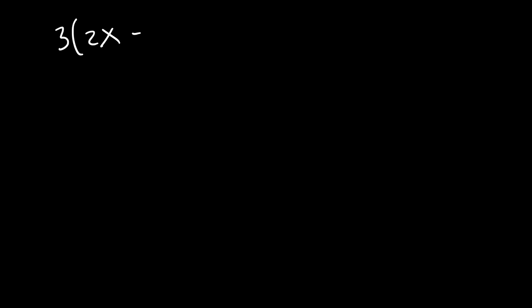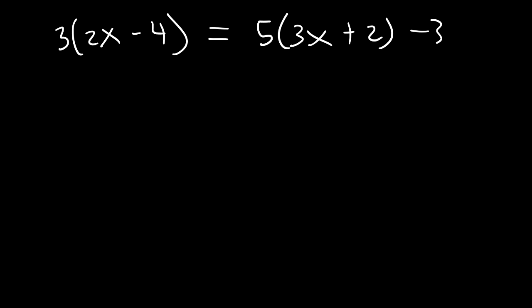Now what would you do if you have a linear equation that contains parentheses and variables on both sides? So if you see this, don't let it concern you. You can do this. The first thing you should do is distribute. So let's multiply 3 by 2x. So this is equal to 6x. And then multiply 3 by negative 4, which is negative 12.